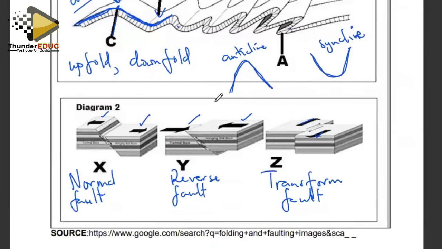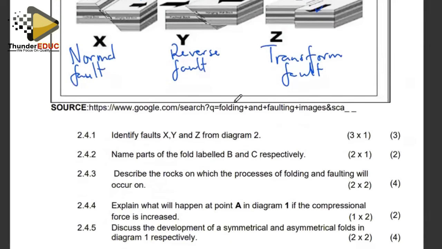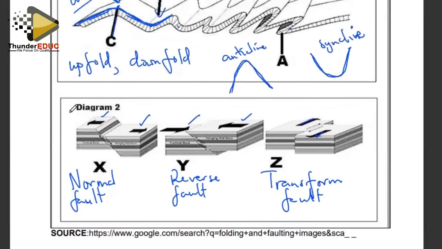Right. We move on to the next question. Describe the rocks on which the process of folding and faulting will occur. What kind of rocks can experience the process of folding and the process of faulting? Automatically, it means we need some special qualities in those rocks for those processes to occur. Right, so we start with faulting. With faulting, we are looking at the breaking of rocks.